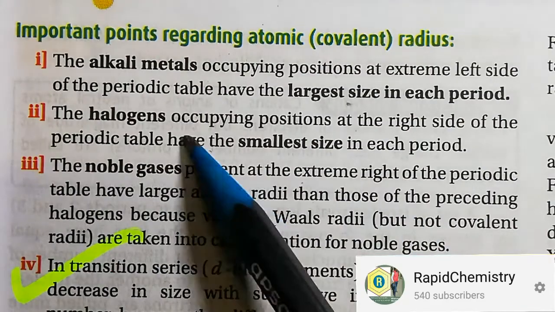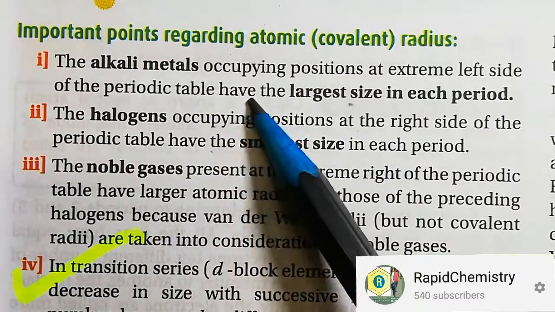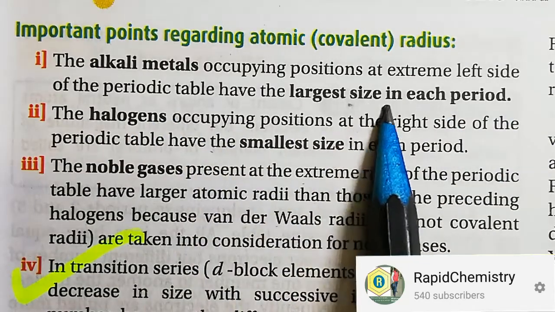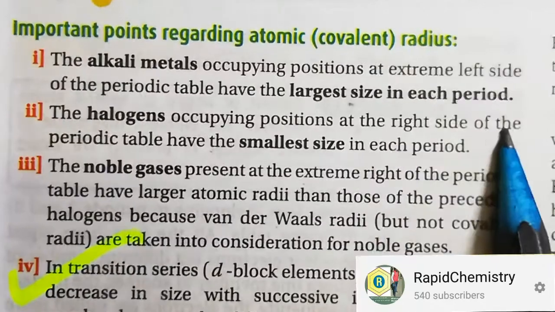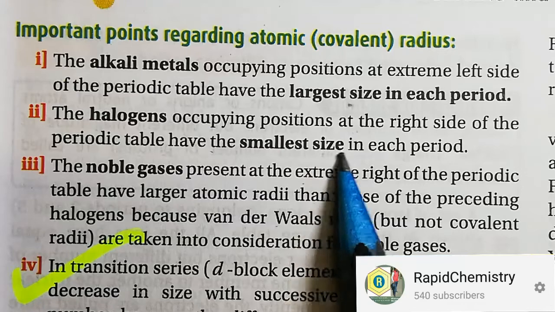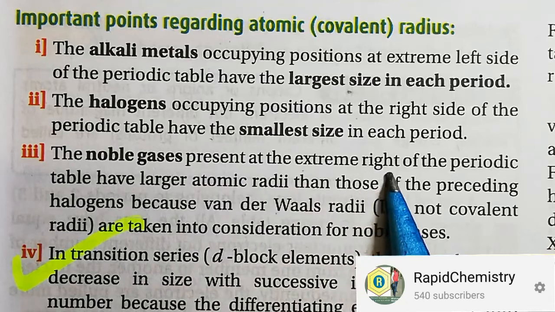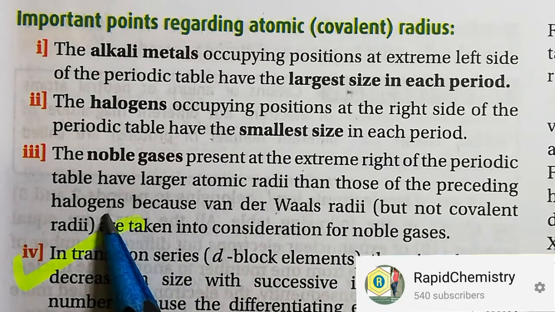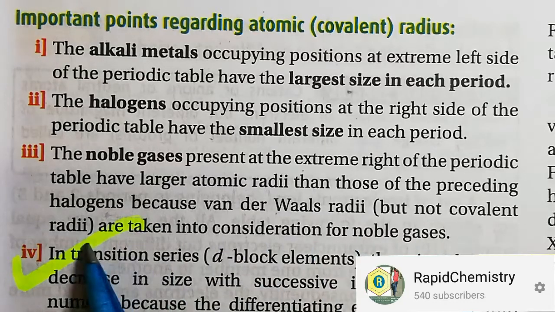Now look at some important points regarding atomic radius. Number 1, the alkali metals occupying positions at the extreme left side of the periodic table have the largest size in each period. Number 2, the halogens occupying the position at the right side of the periodic table have the smallest size in each period. Number 3, the noble gases present in the extreme right of the periodic table have larger atomic radii than those of the preceding halogens, because van der Waals radii, that point you must remember, but not covalent radii are taken into consideration for noble gases.